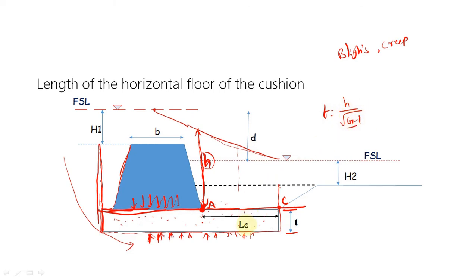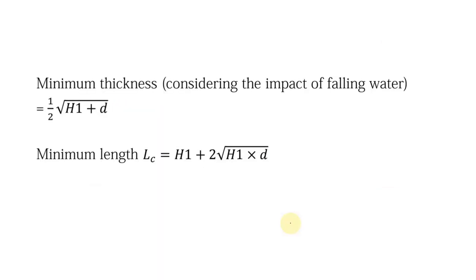Here G is the specific gravity of the floor material. If it is concrete, then it will be 2.4. So based on that we will determine the thickness of it. First we will assume one thickness, then we will check whether it is sufficient or not. If it is sufficient we will go with that, otherwise we have to reassume the thickness and check again, right? So like that the length of the cushion and thickness will be decided.